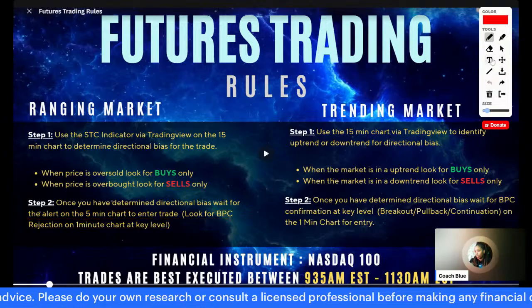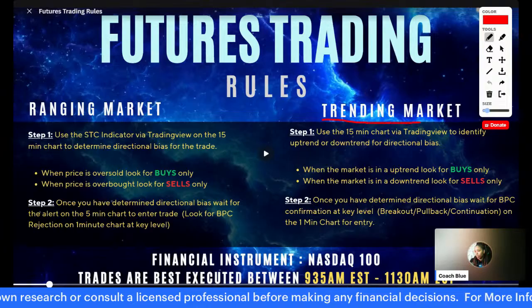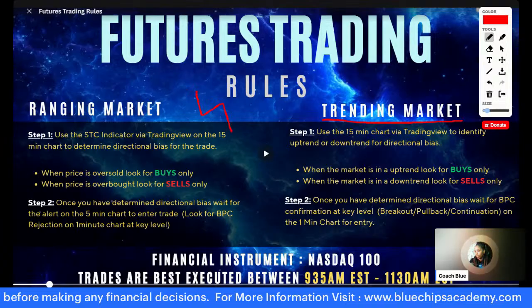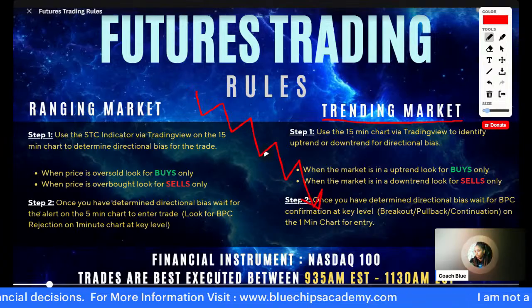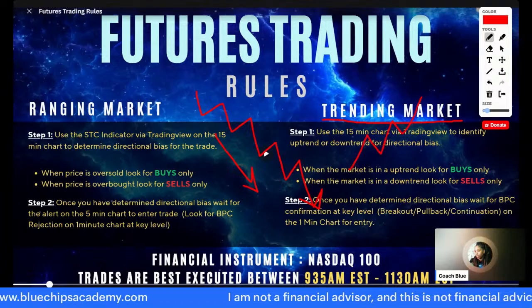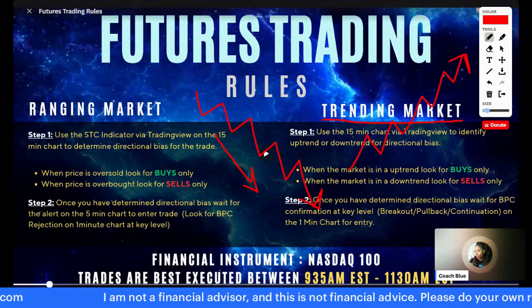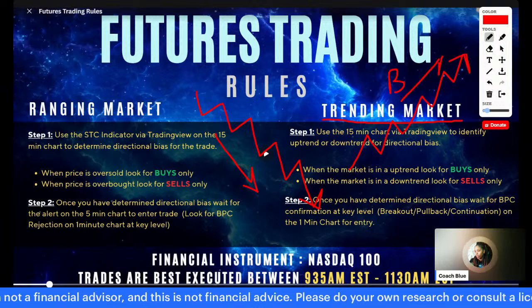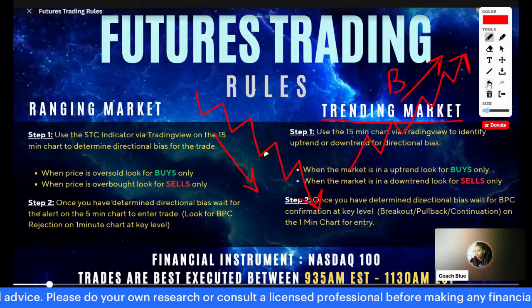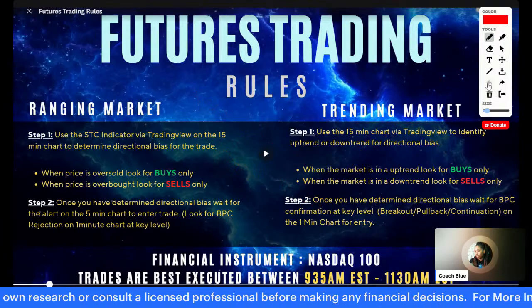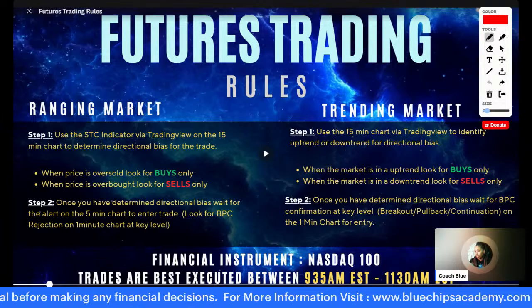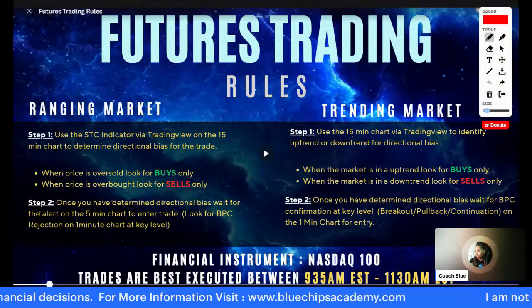Now let's talk about the trending market. With the trending market, it's very simple. If we're in a downtrend, we're looking for sales because we already know that's the direction we want. If we're in an uptrend, we're looking for buys. We identify our entry based on key levels that are in the market. What are key levels? Let's go back to the chart and determine what key levels are.